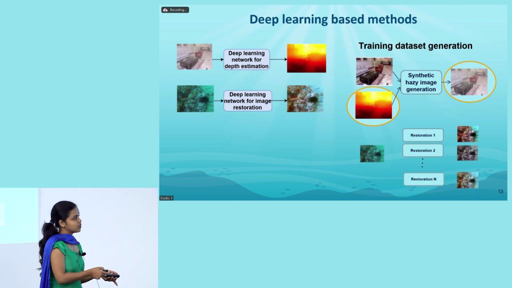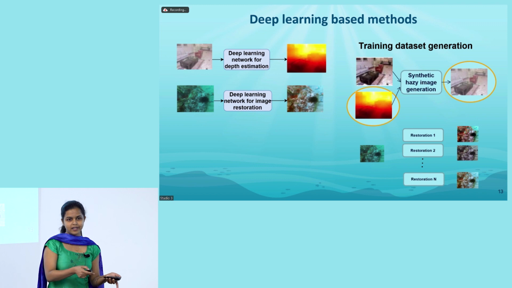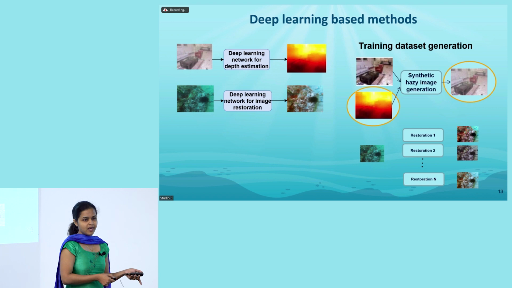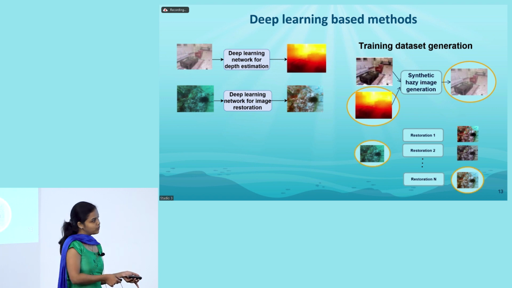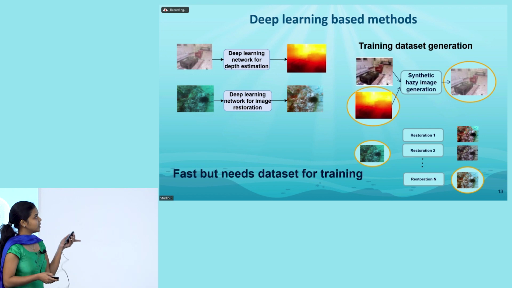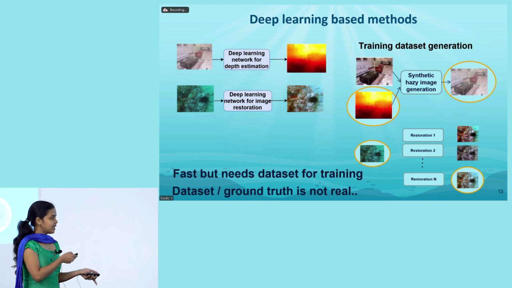In the case of restoration also, people take the underwater image and use different restoration methods, because in underwater we do not know what the exact color is. So we do not know the ground truth. People use different restoration methods and they get different outputs. From the different outputs they take some best one and name it as ground truth, and this underwater image and this ground truth will be used for training this deep learning based network. So deep learning network is fast, but it needs a data set for training, and the data set or ground truth is not real. That is a problem with deep learning based networks.